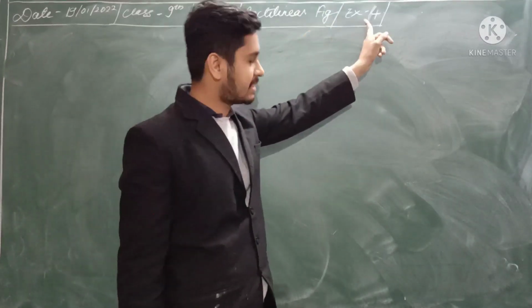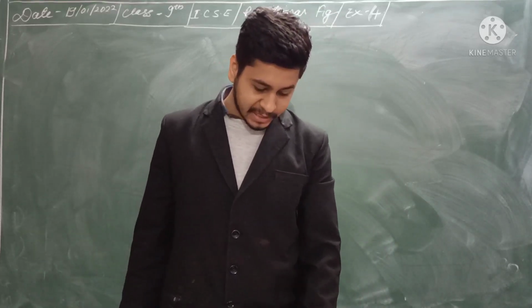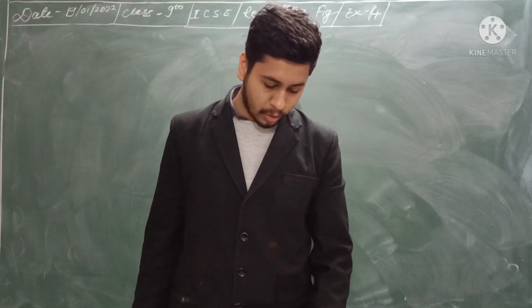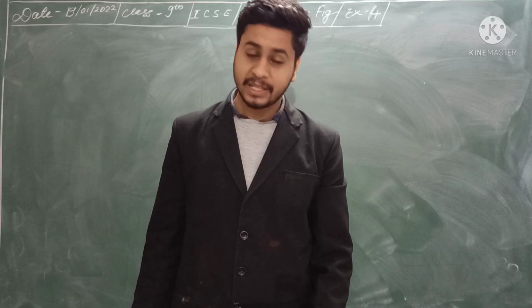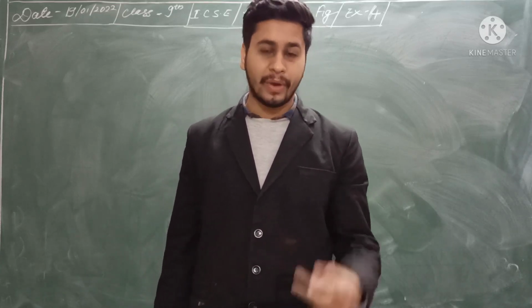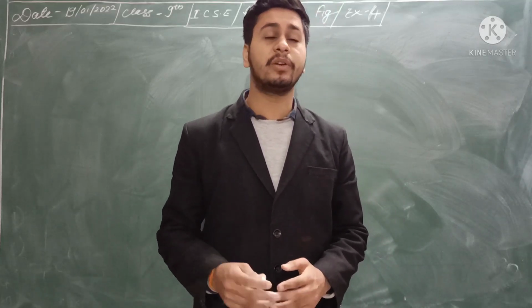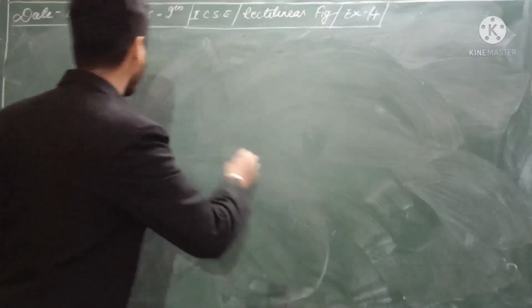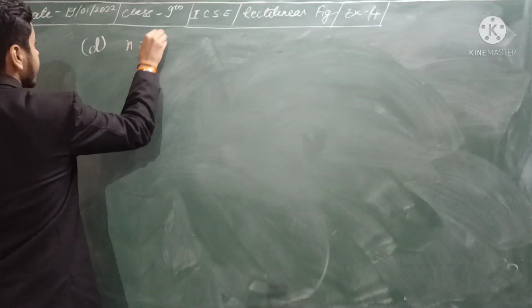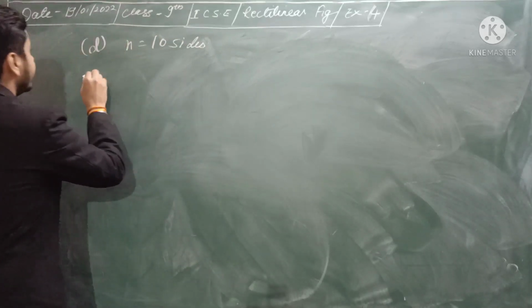Okay, so let's start with the first exercise, rectilinear figure, exercise number 4. The first question is, find the sum of interior angles of a polygon. So many questions are given to you, 5 sides, 6 sides, 8 sides. I'll do 1 or 2 questions, because these are the basic questions which you can easily do because they are formula based. So I'm doing question number D, where we are given 10 sides. Try to understand it very clearly.